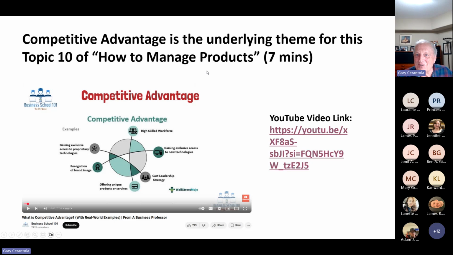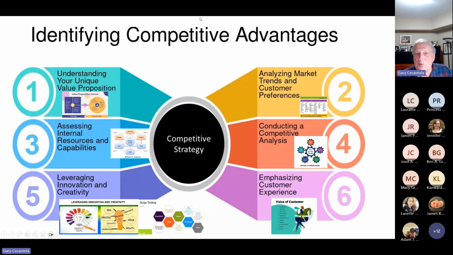Okay, so again, we talked about competitive advantage. That's the underlying theme for this, how to manage products. So what does that mean then? It translates into competitive strategy. And if you take a look at the concepts that were introduced here, we've talked about Michael Porter and his generic strategies, cost leadership and differentiation. So it's all coming together. But what you need to understand, again, with managing your products, is you start with your unique value proposition.